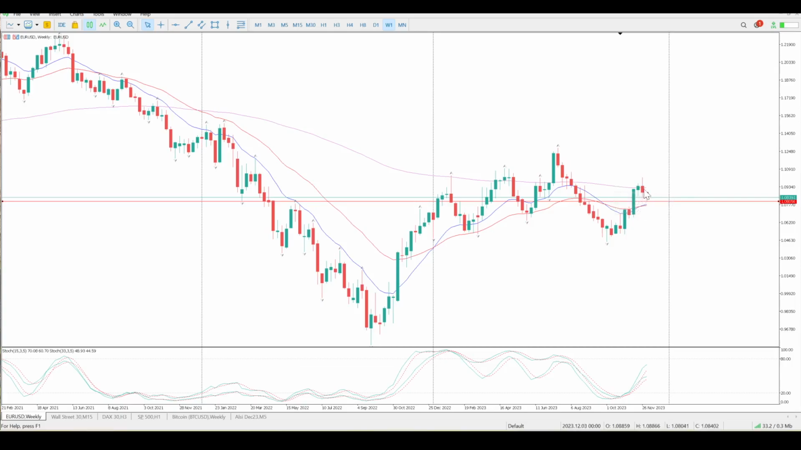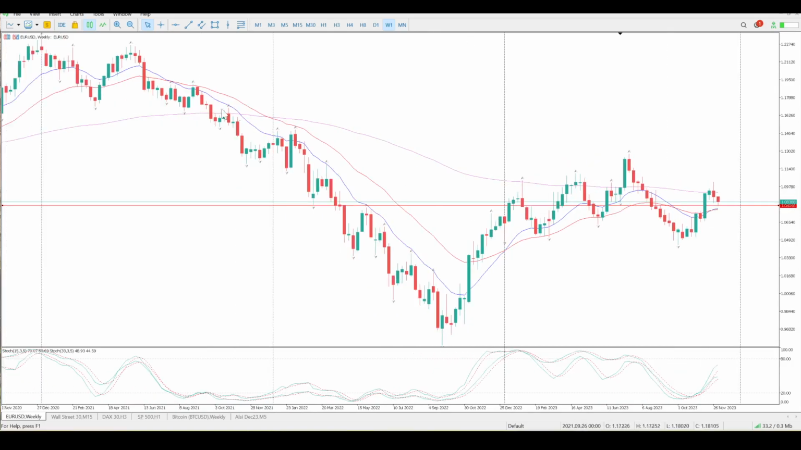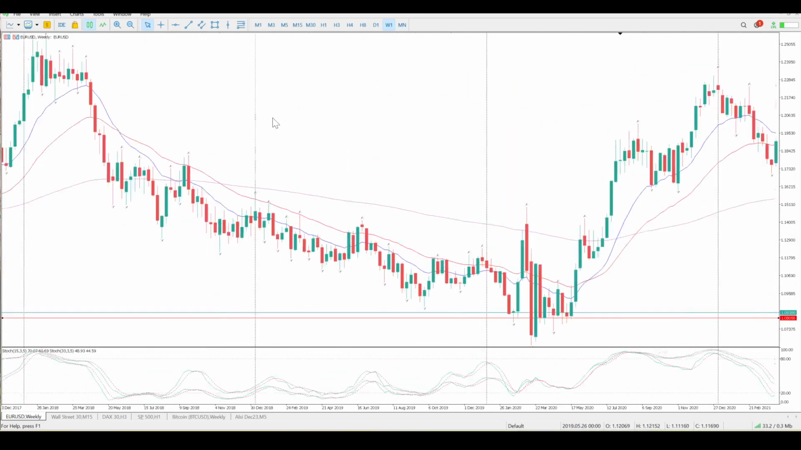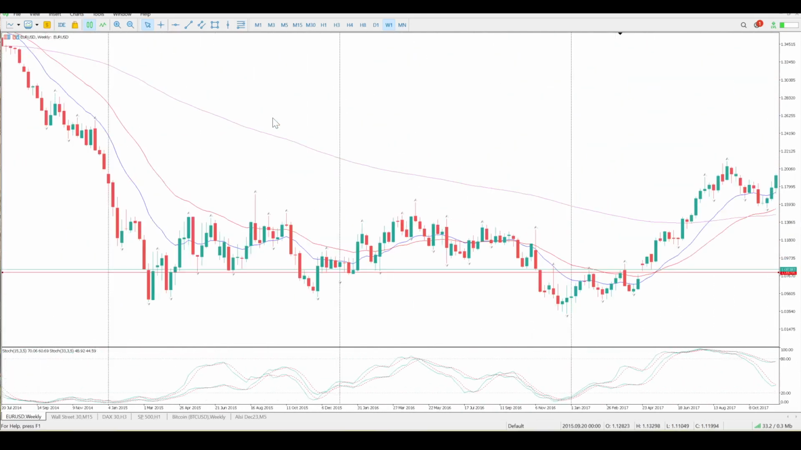So that is just an indication that we're in no man's land pretty much, so we could range it, or if we do find support here, there should be another leg to the upside, which would then break through the moving averages. Then I'm looking for a crossover, and you can see, let's go back a little bit in time and you'll see what I'm talking about here.